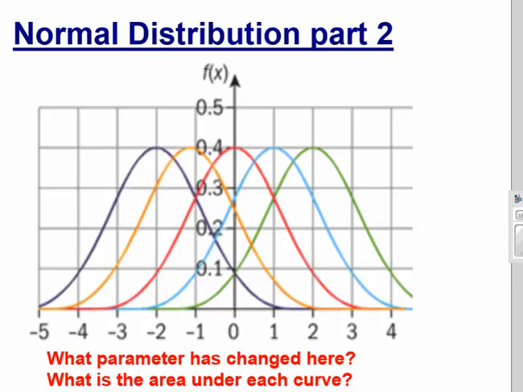Have a look at this image. What parameter has changed here? What is the area under each curve? Well, it's pretty obvious to see that the mean has changed. The area under each curve must remain as 1.